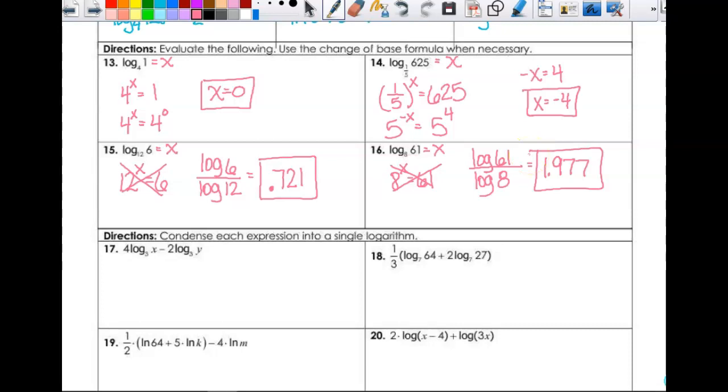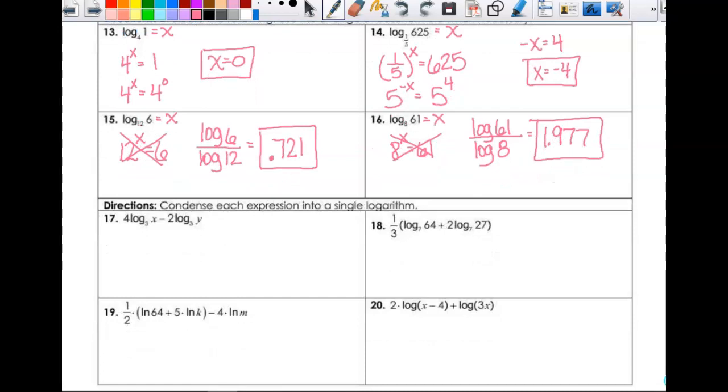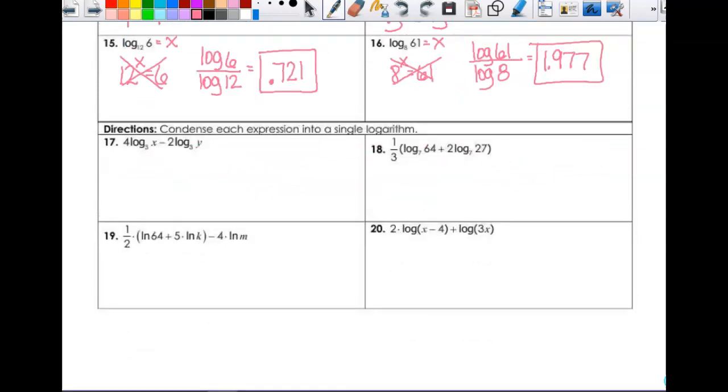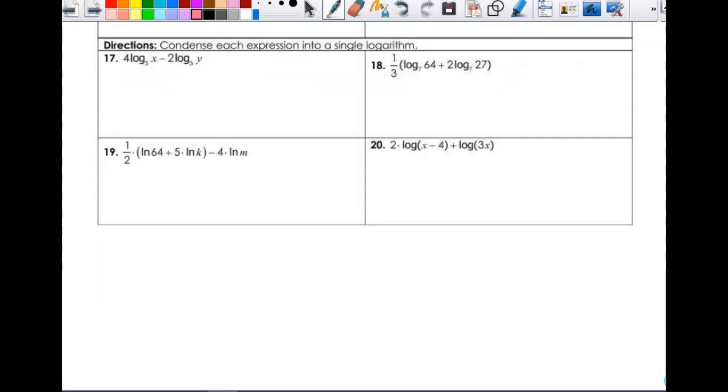All right, let's look at condensing. Okay, so to condense them, I need to know my log properties and what I can do with stuff here. So the first thing I know I can do here is to make 4 an exponent. So this is going to give me log base 3 of x to the 4th minus, and then that 2 can become an exponent, log base 3 of y squared. Now I'm subtracting 2 logs with the same base. That becomes 1 single log with that base. And then the 2 arguments get divided, so I get x to the 4th over y squared.